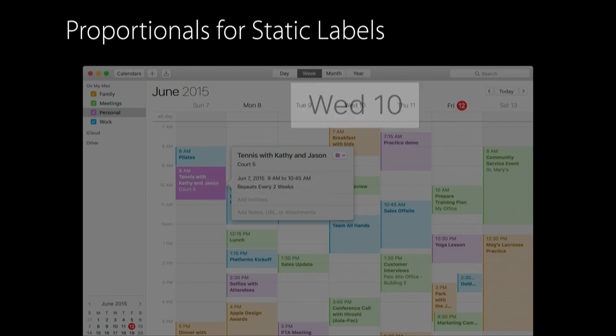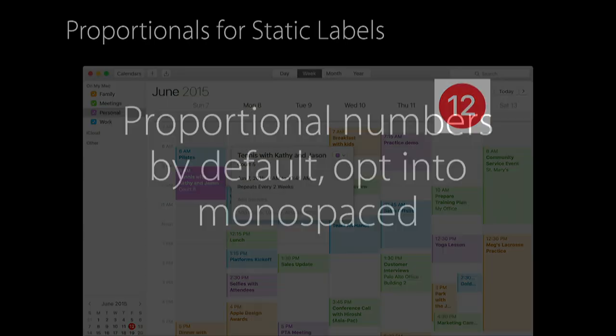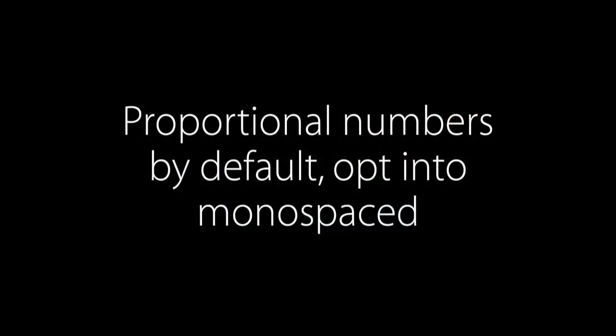So knowing this, we decided to take a big leap here and change the default of our platforms to actually give you proportional numbers by default and make you opt into monospaced numbers. Now, there is a precedent for this, and that's the watch, which actually shipped with proportional numbers by default. But it is a big change, and it may affect layout.